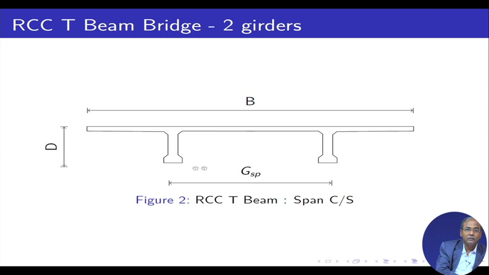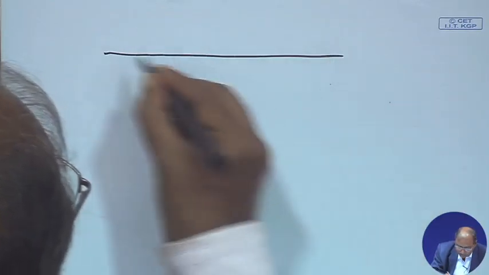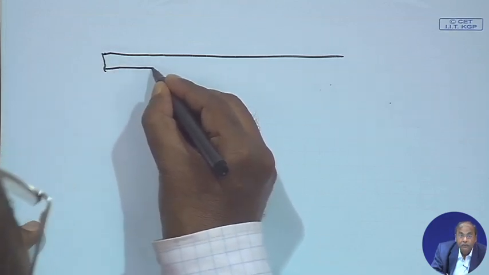If it is 7500, that means 2 lane. If it is 2 lane, with footpath and crash barrier on both sides, then how many girders do we require? That way we can find out. As I have told you B, then GSP, then D, then DS, and other things, you can mention those. Let us find that out quickly, without going into much detail, with a very schematic sketch.